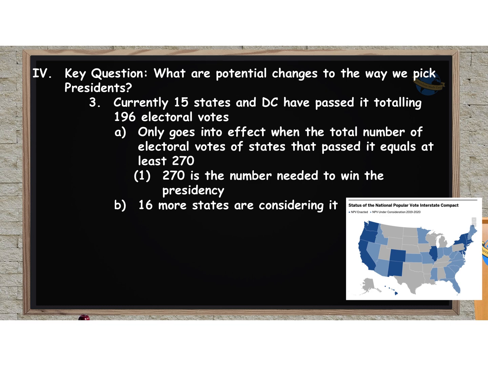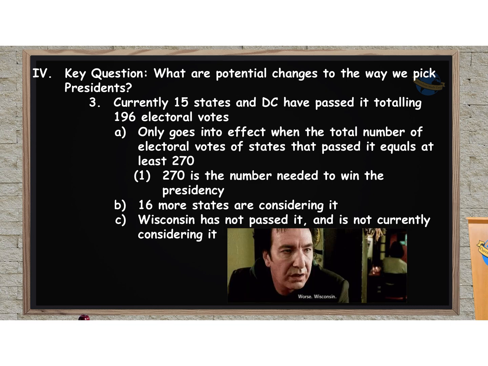Currently, there are 16 more states considering passing this bill, which would put it over the top to make 270 electoral votes and make it go into effect. But we're still a long way from this actually happening. I'd like to note, Wisconsin is not even considering passing this bill currently. Why? Well, that's a little more complicated than I have time to get into in this video, because we're focusing on the presidency, not Wisconsin politics. You want to know more? Come stop by my room and ask.